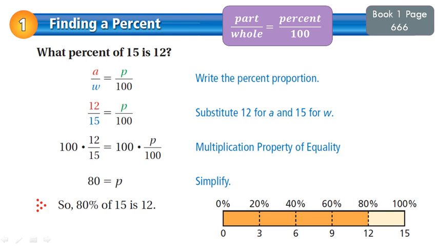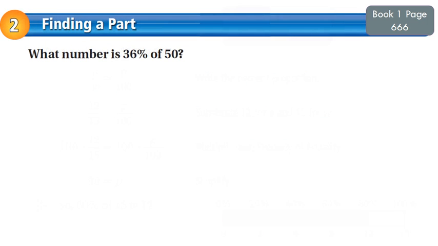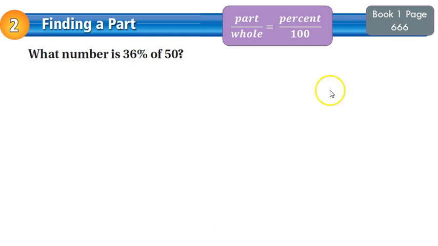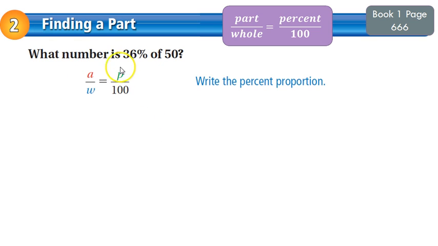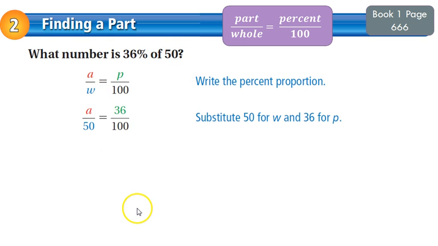Now this is for finding the percent. What if another part of the proportion is missing? Let's investigate. Finding a part. What number is 36% of 50? Using this key again, we plug in the numbers where they belong, always by first writing the percent proportion, before substituting. The 36% will go where the P is, of 50 is the whole, so that goes in the denominator of the left side ratio.